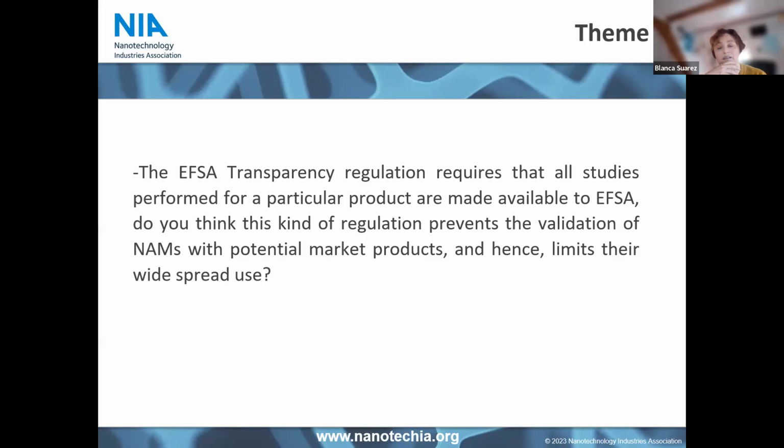I'm asking this because if you are validating a NAM which is not fully validated yet, and you use your future product there, your results will need to be made available to EFSA. But this NAM is still under development, so it doesn't mean that your results are clear-cut. This issue came up in different discussion groups. I don't know if we have anyone here who could comment on this. Otherwise, we will jump over this question. I was just curious because we had to link regulation and NAMs, to see if anybody had any comments.